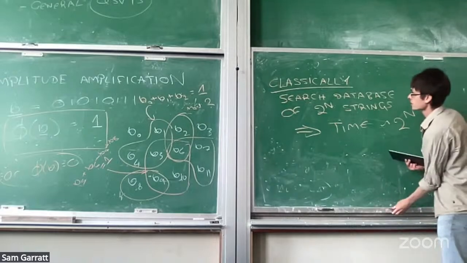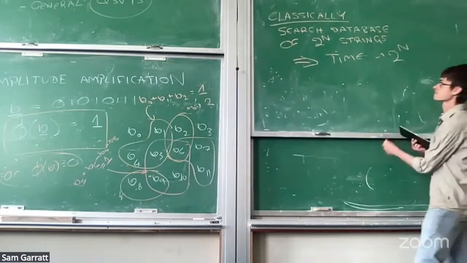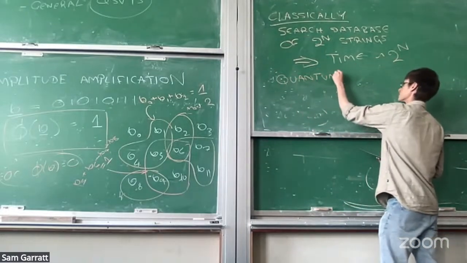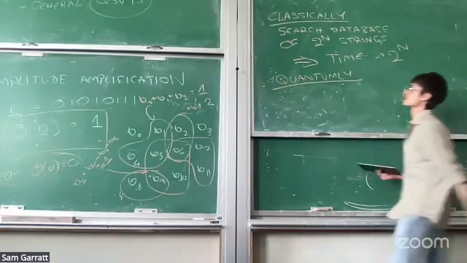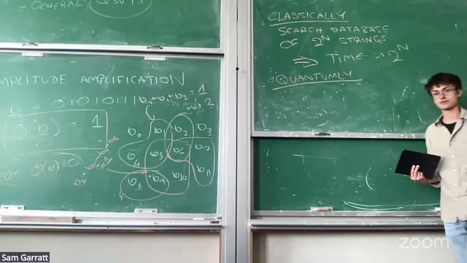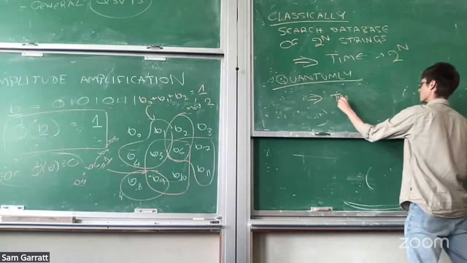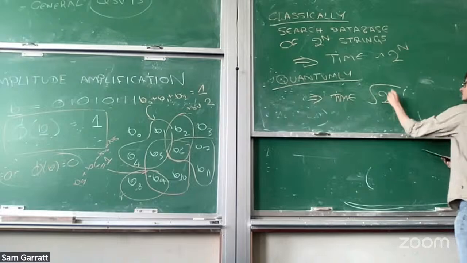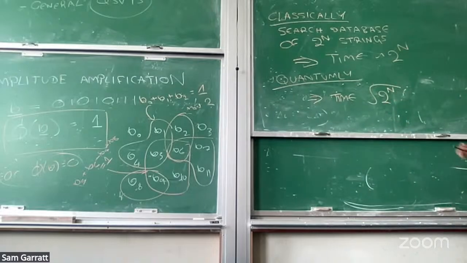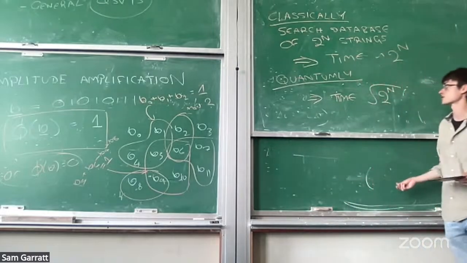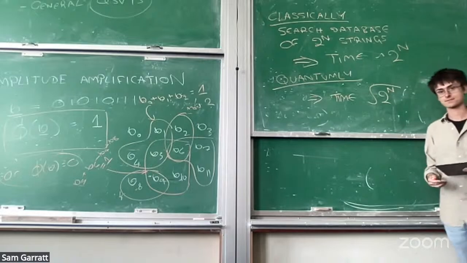So what amplitude amplification is going to allow us to do is take this database, and instead of taking time 2 to the n, it's going to take us a time that is square root of 2 to the n. So we're going from time t to time square root t, so this is only a polynomial speed up. It can nevertheless be pretty significant if you're talking about large databases.